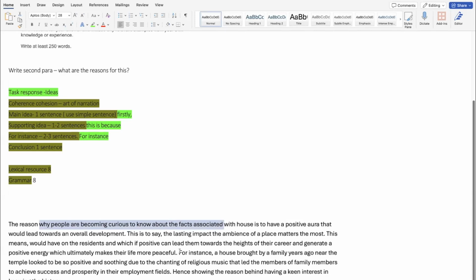The banging on target is only in the instance that a house bought by the family years ago near the temple looks so positive. See here, you have not written anything about history. Did they search about the history and then understand? No. You've written a different thing. You're proving facts that it was positive because there was religious chanting. They looked soothing to the chanting of the religious music.